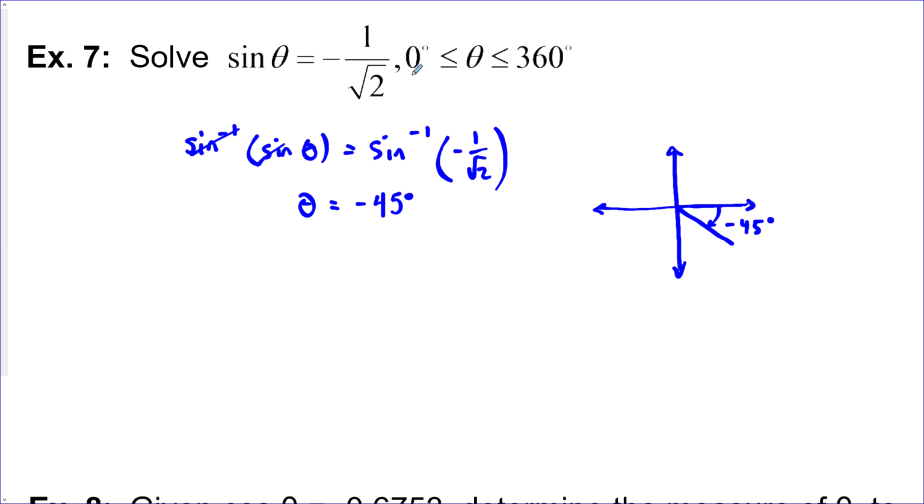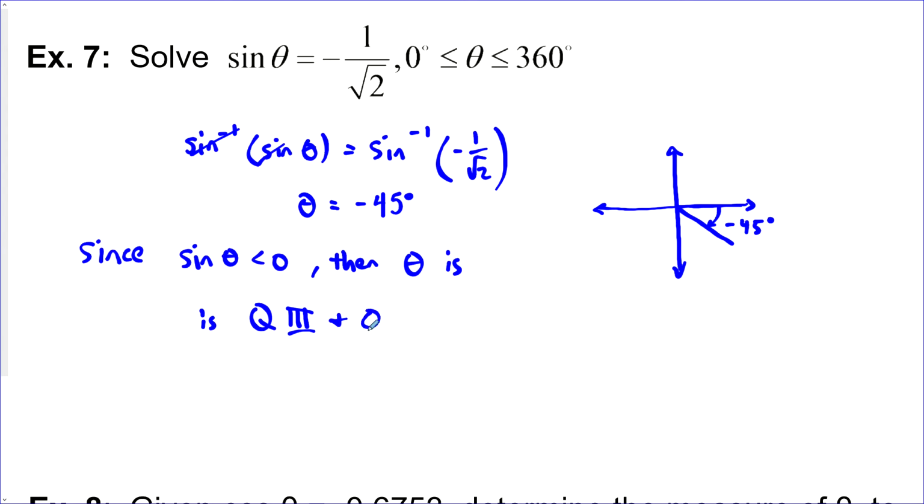Now, we need the answers going from 0 to 360. And since sine theta is less than 0, so sine's ratio is negative, then we know that it's in quadrant 3 and quadrant 4. So we got the one in quadrant 4, we need one in quadrant 3. And then coming around here, angle in standard position, this one is 180 degrees plus 45. That would be our first answer.